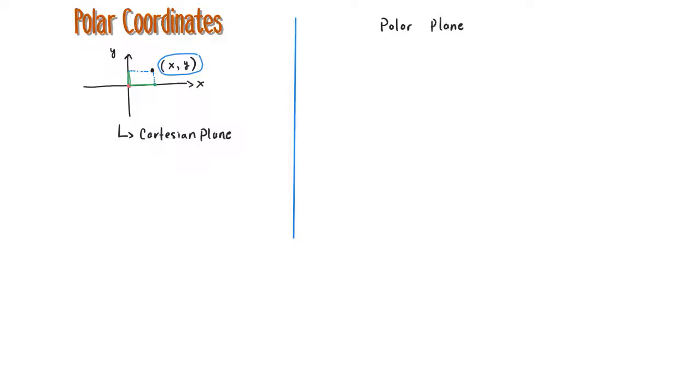The polar plane consists of a fixed point called the pole, and it consists of a ray typically pointing in the right direction like this. Let me label again. The fixed dot is called the pole, but for simplicity, it is okay to call it also the origin. And this ray right here is called the polar axis. So this is the polar axis.